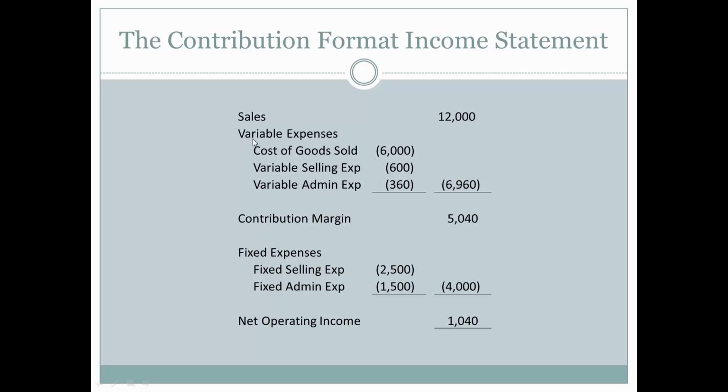Why is it important to separate variable expenses from fixed expenses? That's because variable expenses will change in relationship to sales, and we can see a stable relationship of variable expenses as a ratio of sales. And also, because of that, we will also see a stable relationship of what's left over, the contribution margin, as a percentage or as a ratio of sales.